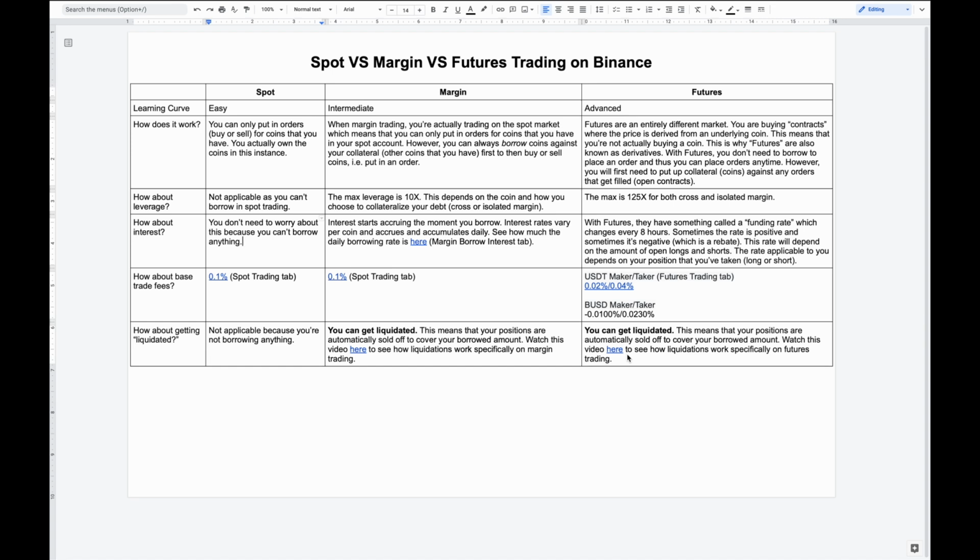So there you have it. Those are the differences among spot, margin, and futures trading on Binance. Hopefully this video has helped you understand the differences among them.